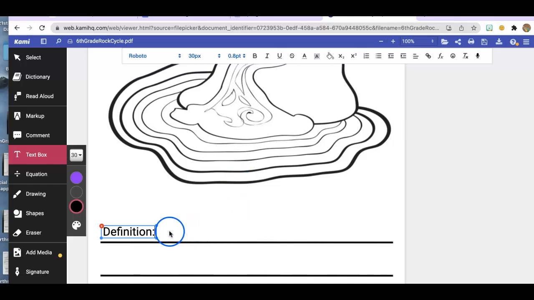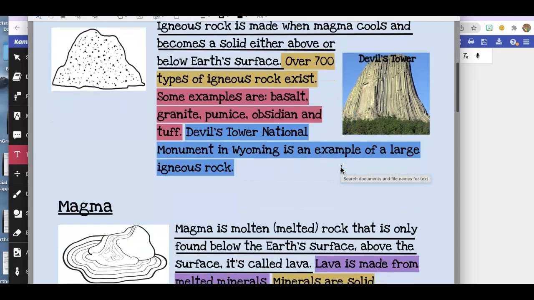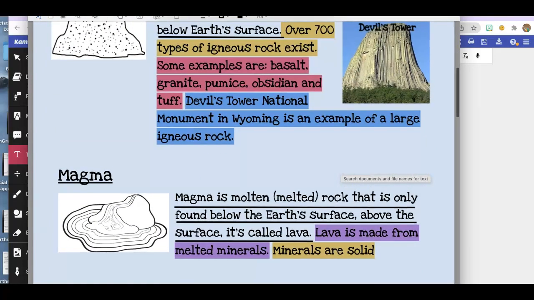Okay, hit pause if you need to get that written down. Then I'm going to go over to my definitions and facts. I'm going to find magma. Here it is, in a very familiar picture. I'm going to then look for the definition. Your definition is underlined. Magma is molten or melted rock that is only found below the Earth's surface.